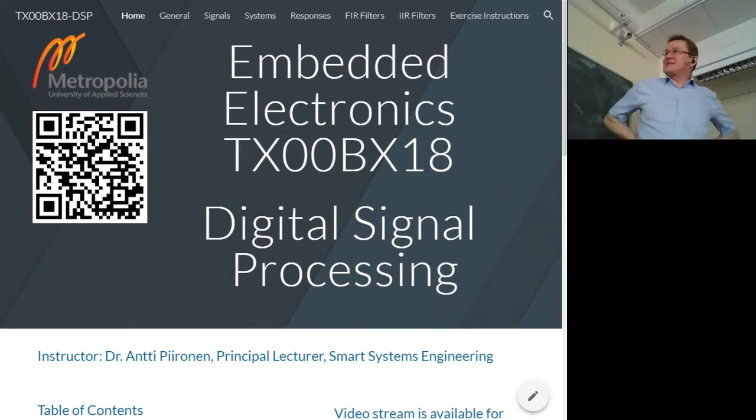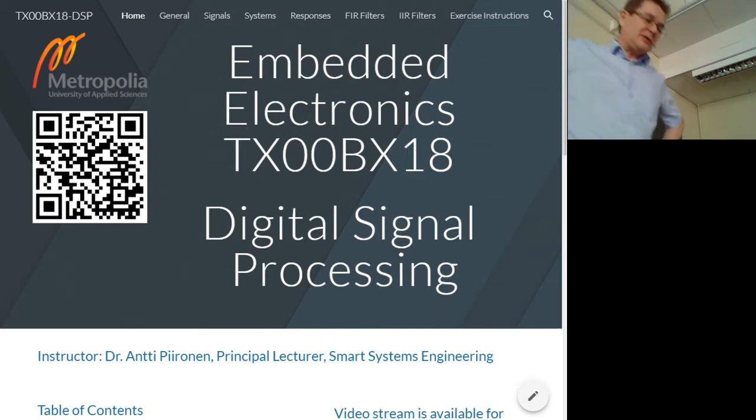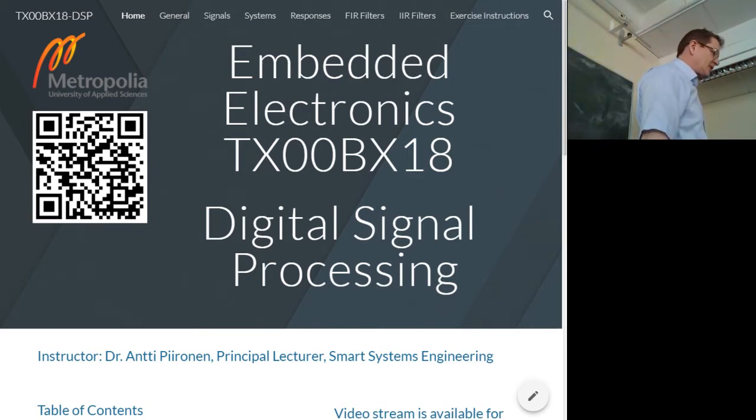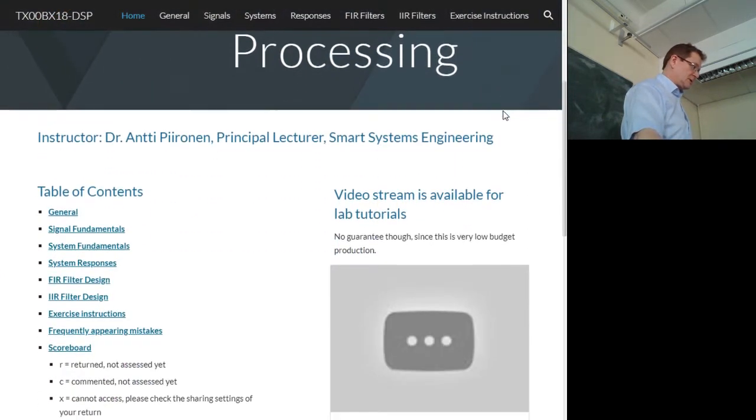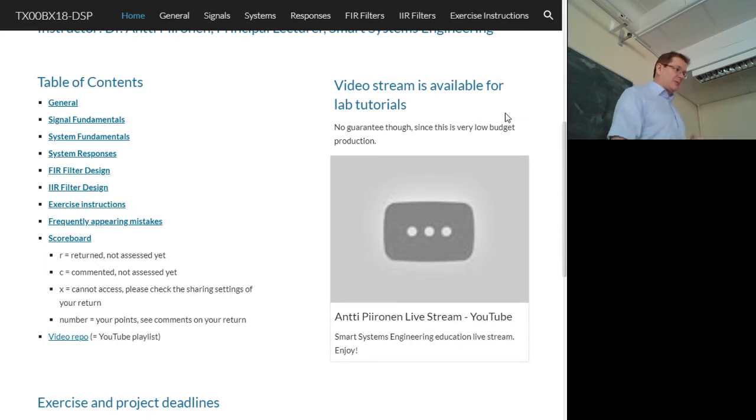Digital signal processing. So, yeah. So I added some things like the QR code, just in case you have trouble finding this page, which shouldn't be the case. Last time we had some problems with accessing the page, though. So any problems today? Not yet.